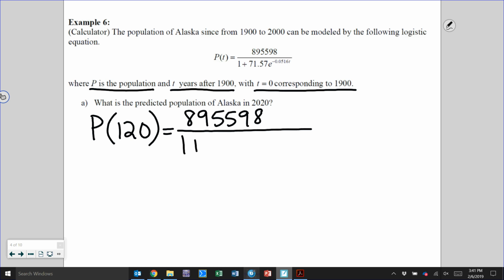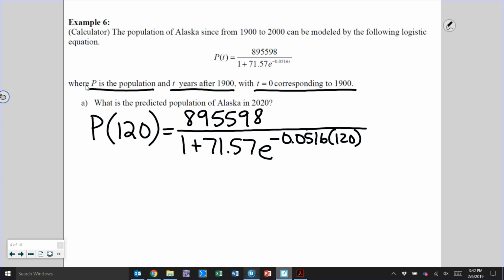895,598 over 1 plus 71.57 e to the negative 0.0516 times 120. Now, I could type that into the calculator, and there's nothing wrong with that if you want to do that. But then I'm going to notice that if you look at your question, it asks a bunch of other questions about this population.